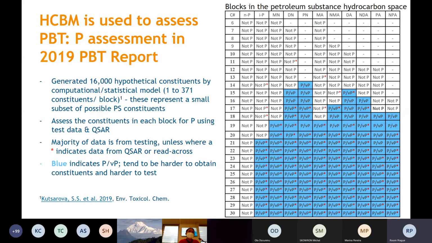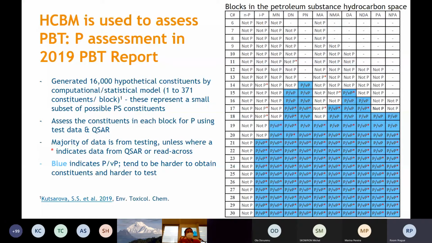So this is where we're using the hydrocarbon block model. We have the carbon range and the classes that I'd mentioned earlier, but to populate them, we generated 16,000 hypothetical constituents. So these are hypothetical in the sense that they were generated using computational and statistical models. It's only 16,000, all right? So we just said that there are hundreds to millions of constituents. However, with these 16,000, we recognize that this is a small subset of possible petroleum substance constituents, but this still allows us to make some conclusions on the blocks.